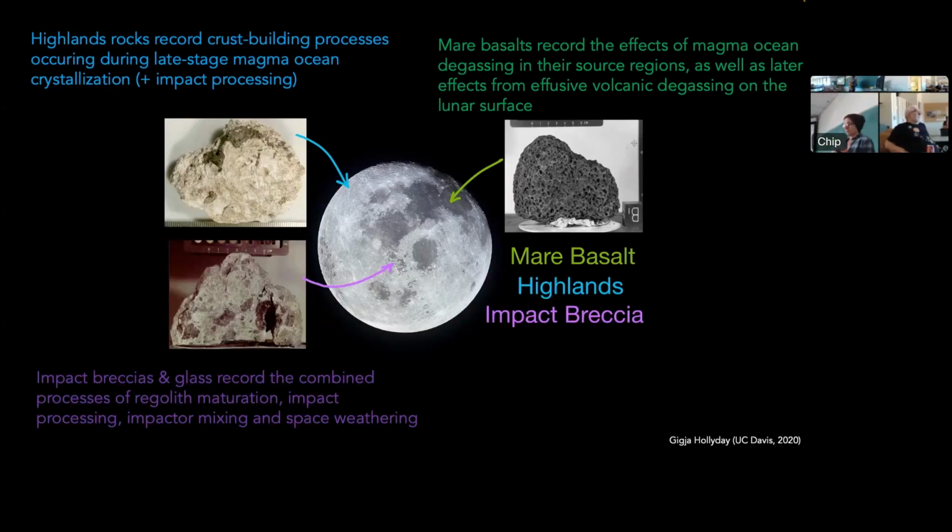So here are the rock suites we're talking about today. These include the Highland suite, an intrusive plutonic rock suite that are some of the oldest rocks we have in the moon. These characterize early crust building processes, as well as late-stage magma ocean crystallization, as well as a difficult to withstand effect of impact processing. We also have the Mare basalt suite, including the volcanic glass beads. These represent volcanic processes, as well as recording the effects of magma ocean degassing in their source regions. And we can also test the effect of different eruption styles and how volatile elements are lost from volcanic rocks.